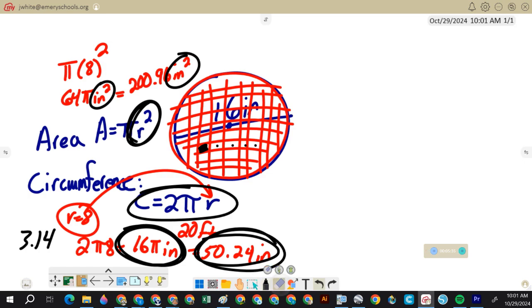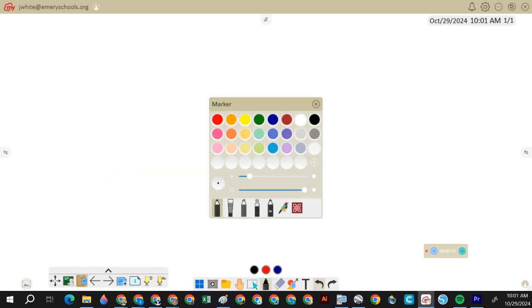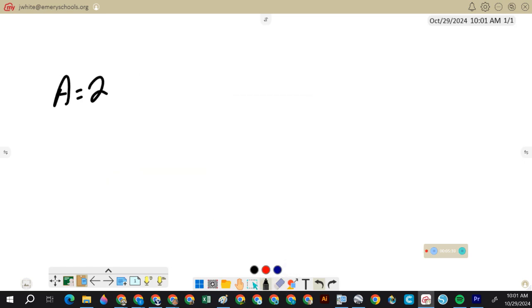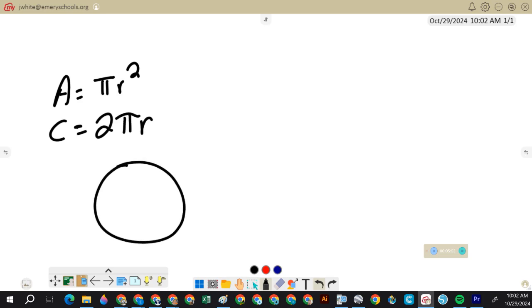Okay, well, it does get a little bit trickier. Area equals pi r squared, and circumference equals 2 pi r. So what if I give you a circle and I tell you that the area is equal to 500 meters squared? How do we calculate the radius?